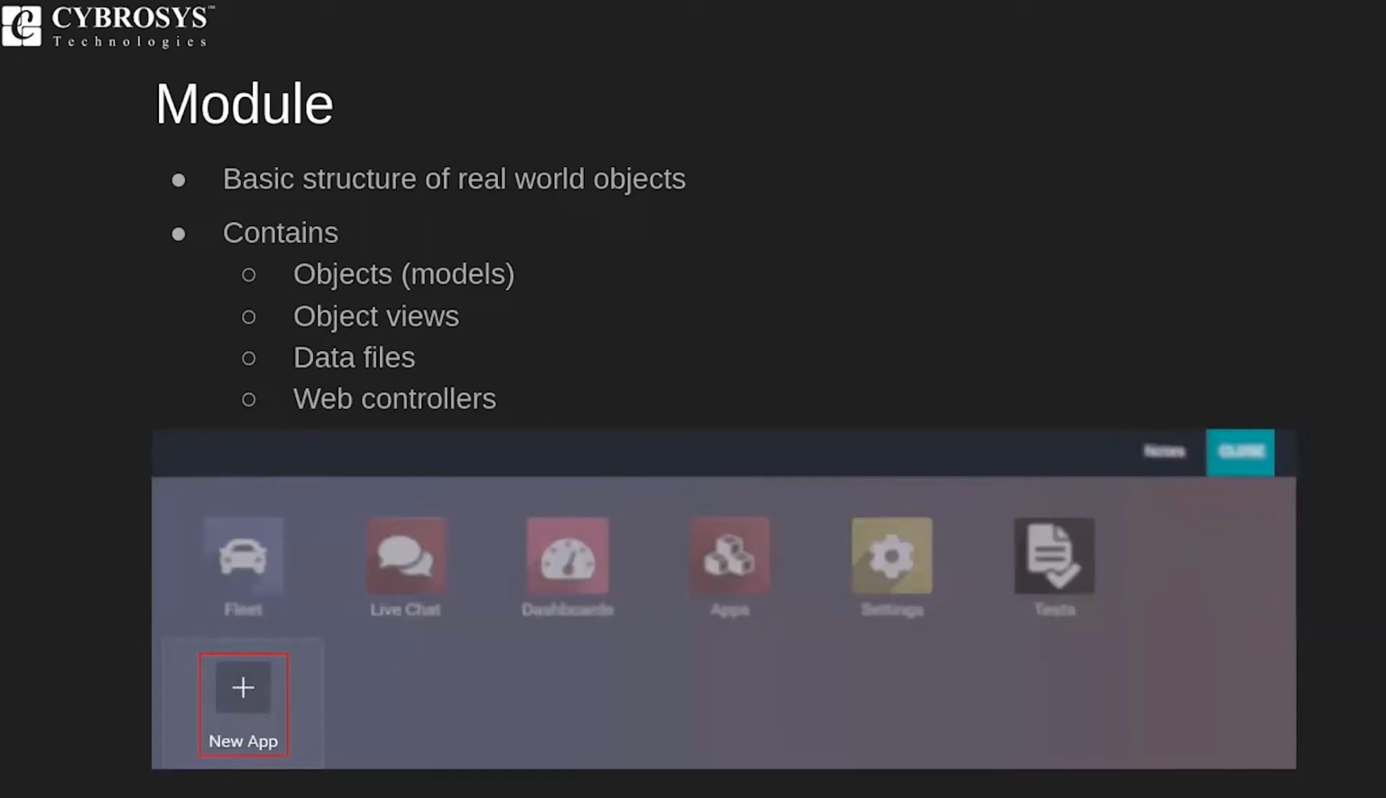The first one is a module. A module is a basic structure of a real world object. For example, what we see here are some basic apps like live chat, dashboard apps, etc. Even Fleet is an app in Odoo. Basically, it is a real world entity, a real world object, which is converted into a set of data or tables so that we can manage it using Odoo. It contains objects like models. Models are basically tables, which we will see in the next slide.